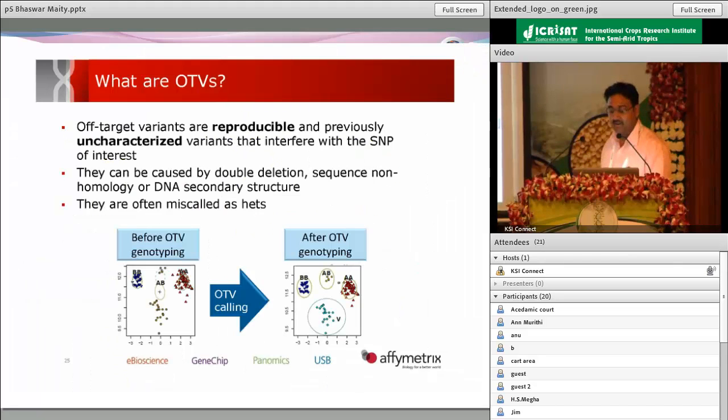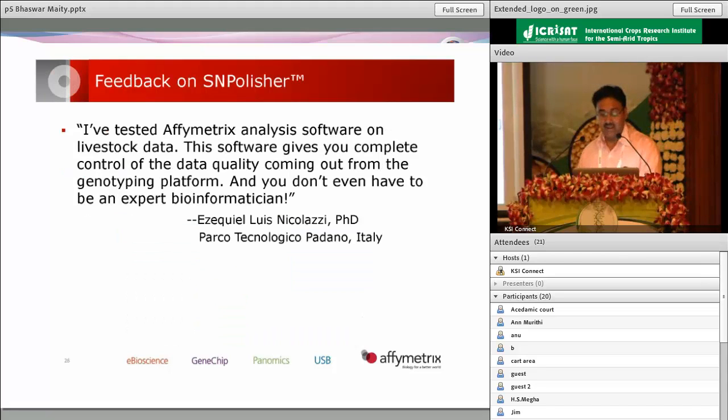Affymetrix has listened to the customers and worked along with them to look into the solutions to differentiate and give you the quality structure when you are using the genomic solutions from them. There are multiple customer feedbacks where they are saying they have tested Affymetrix software on livestock data, and it does a fantastic job to differentiate and give you the quality call rate.